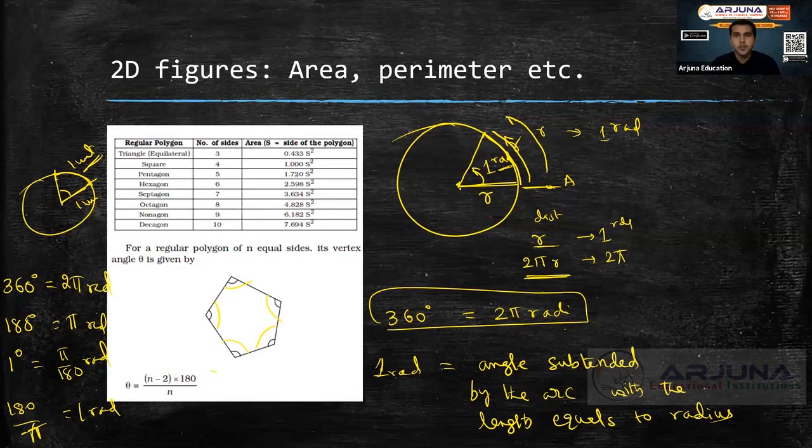Divided by pi degrees. Okay, is this point clear to everyone? What is degree? What is radian? Very simple. When you come to 11th, we will learn this again in detail. Okay, fine. So we covered all the 2-dimensional figures.